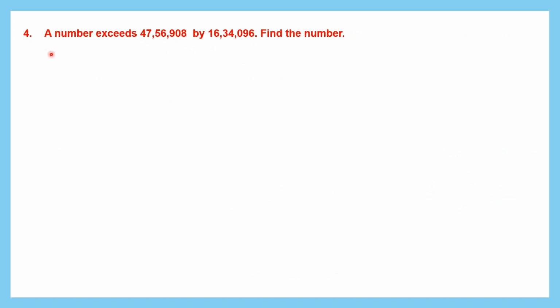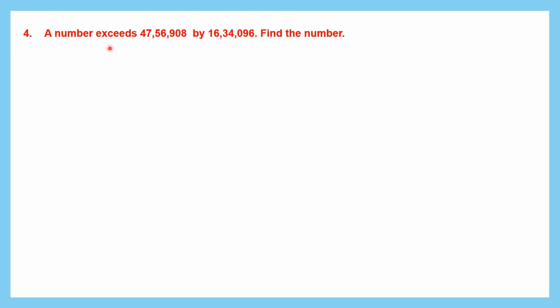Question 4. A number exceeds 47,56,908 by 16,34,096. Find the number. Okay, now there is a number here. Now that is greater than this number. That means that is the larger number, isn't it? So the larger number is greater than the smaller number by this much. Now we have to find the larger number.